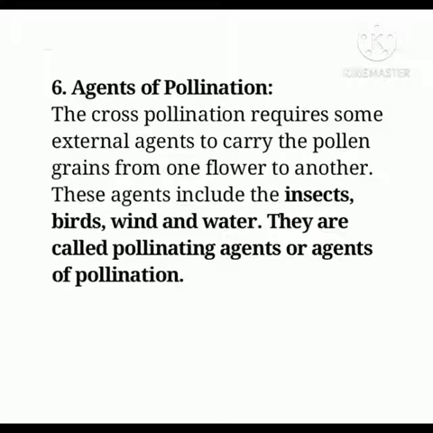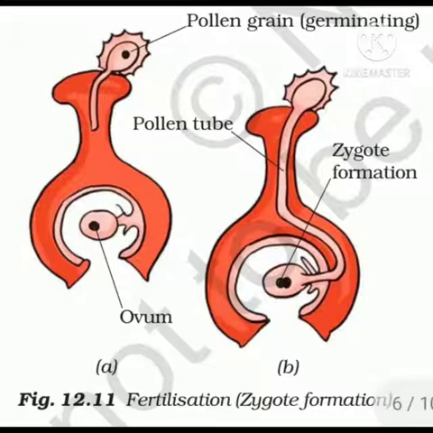Insects, birds, wind and water help in the process of cross-pollination. They transfer the pollen grains from one flower to another. So this is about agents of pollination. Now let's study what is fertilization.